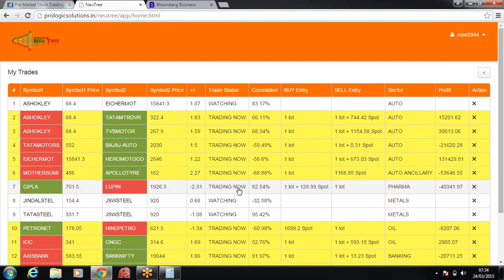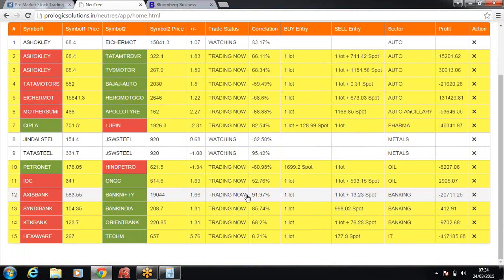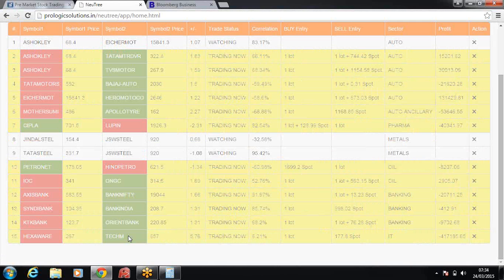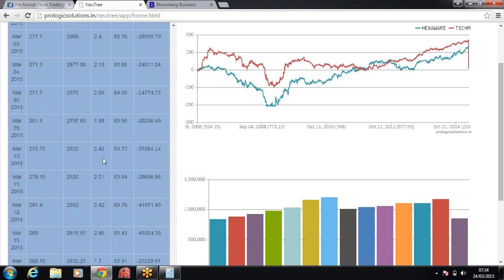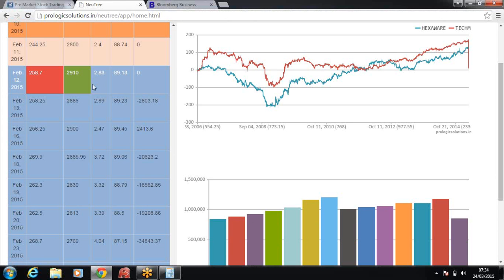Now the percentage of correlation is less here. I'll tell you, Tech Mahindra, the figure you're seeing here is not calculated properly. So I will just show you Tech Mahindra and Hexaware. It's actually showing 4 lakh rupees loss, but that's not the case because Tech Mahindra recently had a split. So February 12th was the end. Hexaware short and Tech Mahindra buy.